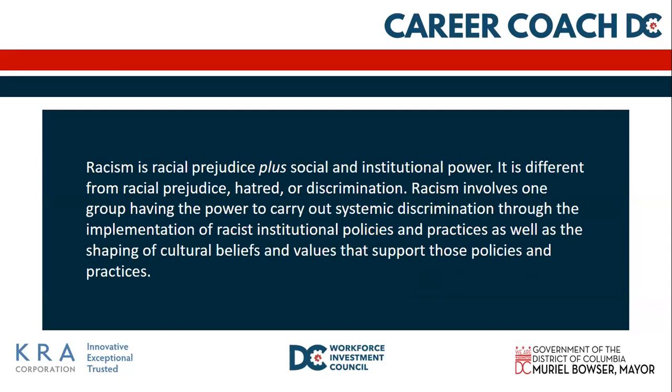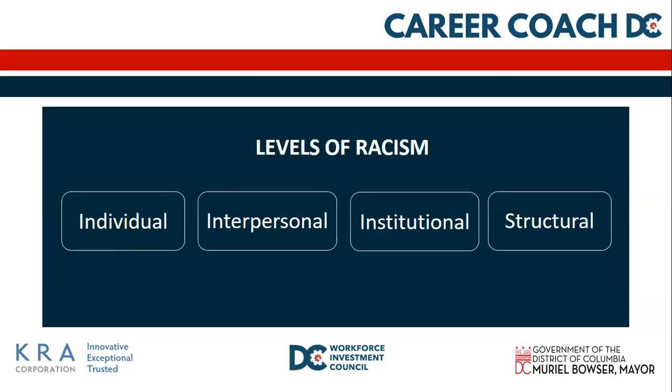As we dive into racism, we want to stress the importance of understanding that it is not just about one group feeling superior to another, but that group being in a position to create policies and practices that impact the less superior group. As we describe racism, we want to touch on the 4 levels: individual, interpersonal, institutional, and structural.